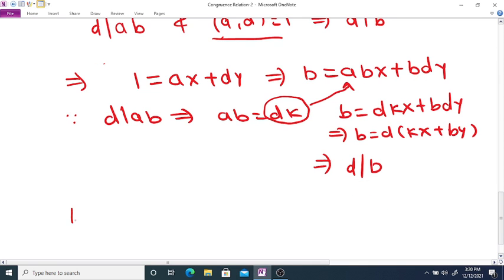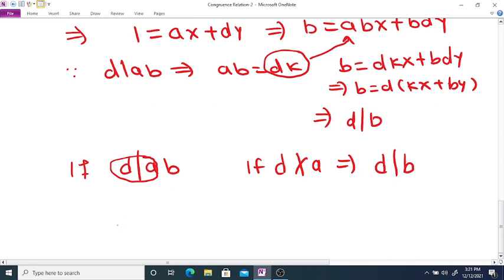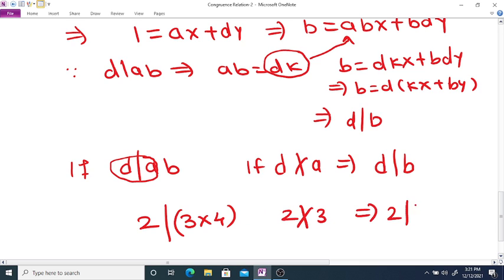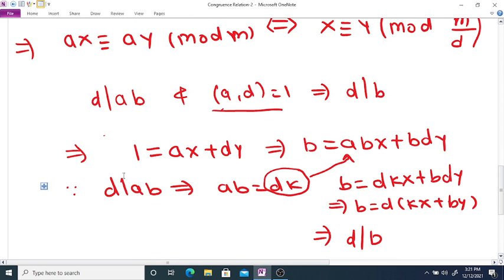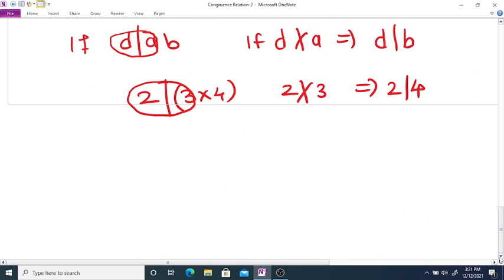Therefore if D divides AB, and if D does not divide A, that is the GCD of A, D is equal to 1, then D divides B. For example, we know that 2 divides 3 into 4, but 2 does not divide 3, implies 2 divides 4. Why does 2 not divide 3? Because GCD of 2 and 3 is 1. So we are going to use this property to prove that the cancellation law holds in congruence relation.